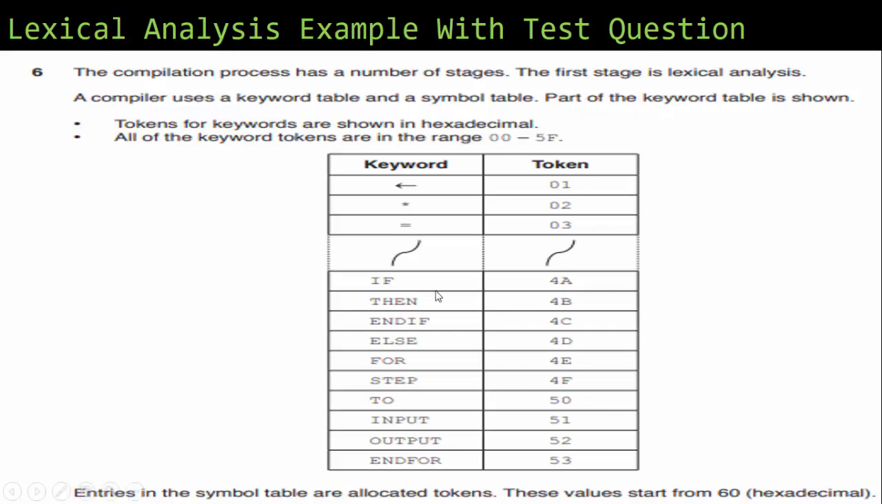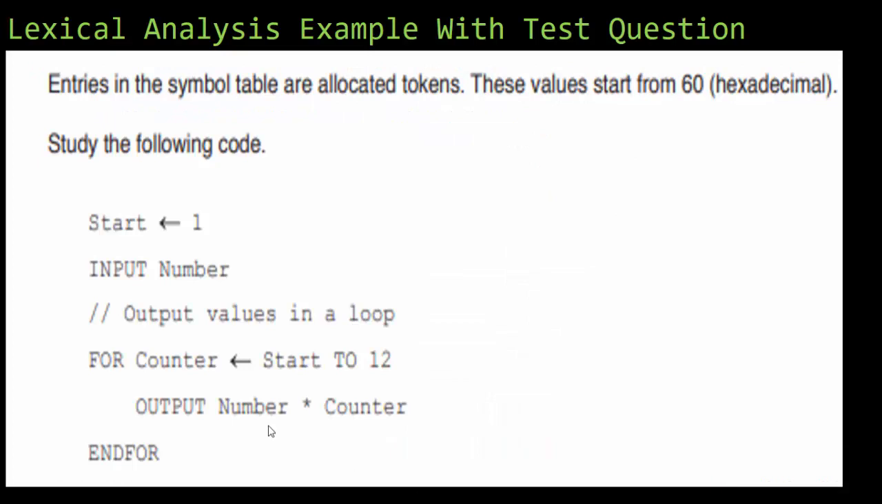Part of the keyword table is shown below. Tokens for keywords are shown in hexadecimal. That's going to be important momentarily. All of the keyword tokens are in the range 00 to 5F. So that's what we have here. Entries in the symbol table are allocated tokens. These values start from 60, and they keep saying hexadecimal, and that is important. They're trying to point something out, which we'll get to momentarily. So these values start from 60.